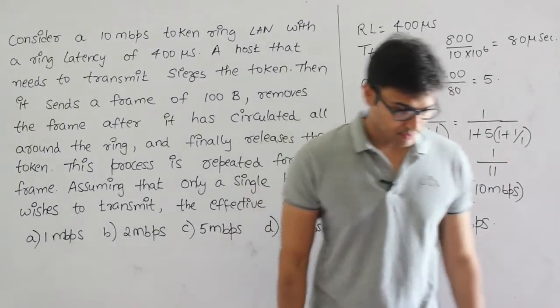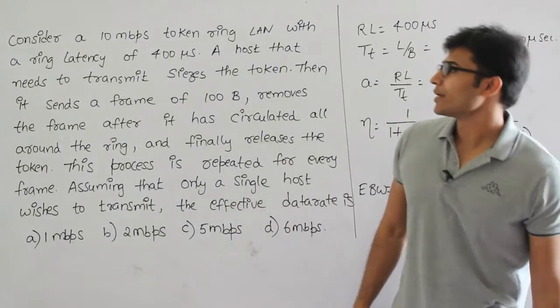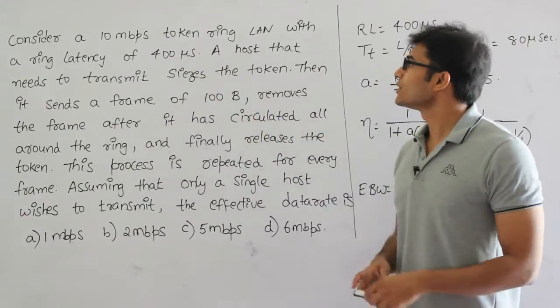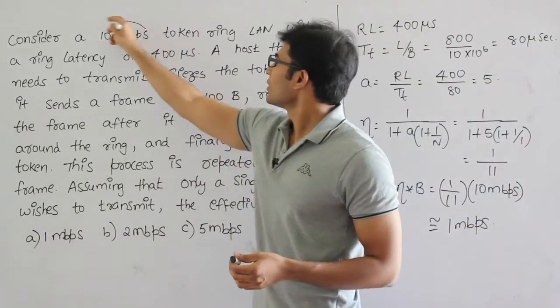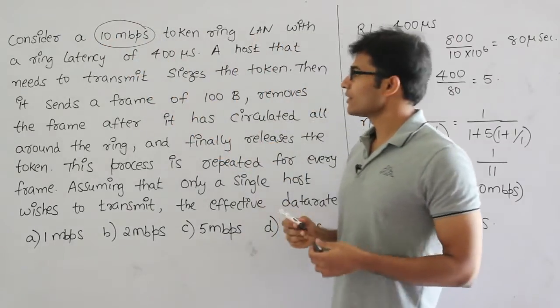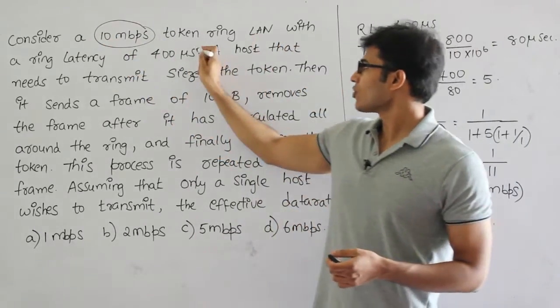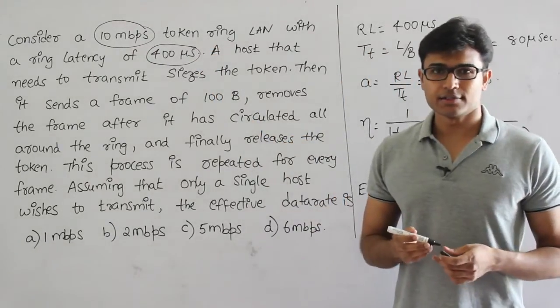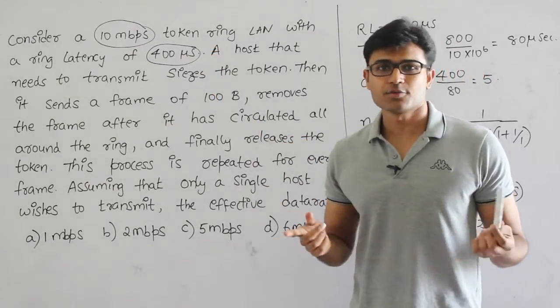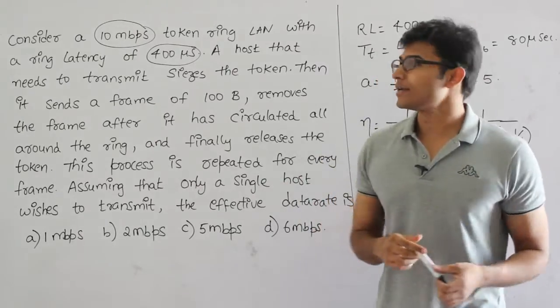Let's see this question. It is about token ring again. So consider a 10 Mbps token ring, which means bandwidth is given as 10 Mbps, and token ring is used in a LAN with a ring latency of 400 microseconds. So here they are directly giving us a ring latency. So whenever they give us ring latency, don't use propagation delay, you directly use ring latency.